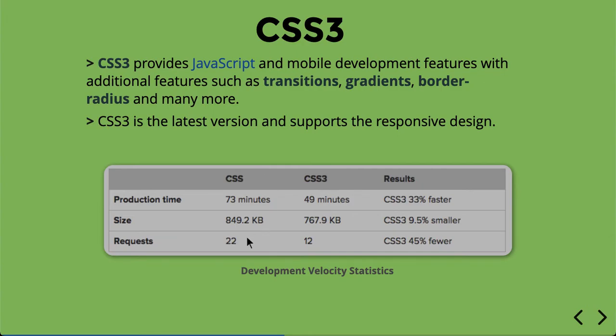As you can see in the development velocity statistic, the production time in CSS is far higher than CSS3. So CSS3 is faster by about 33%. The size of CSS is far higher as compared to CSS3, so CSS3 is about 9.5 smaller, and the number of requests is around 12 in CSS3, but in CSS it is 22, which is far more as compared to CSS3.